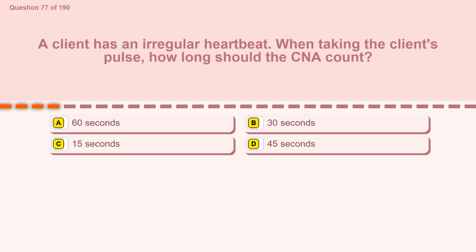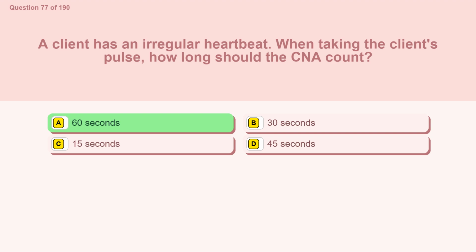Question 77. A client has an irregular heartbeat. When taking the client's pulse, how long should the CNA count? Option A, 60 seconds. Option B, 30 seconds. Option C, 15 seconds. Option D, 45 seconds.